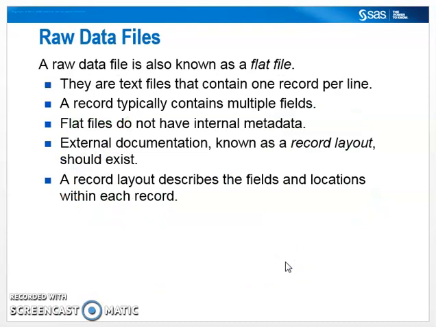Okay, so this is the definition of raw data files. It is also known as a flat file. Firstly, they are text files that contain one record per line. Secondly, a record typically contains multiple fields. Thirdly, flat files do not have internal metadata. Then, external documentation known as a record layout should exist. And lastly, a record layout describes the fields and locations within each record.